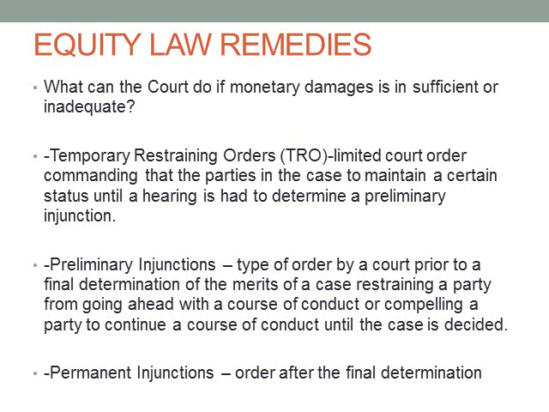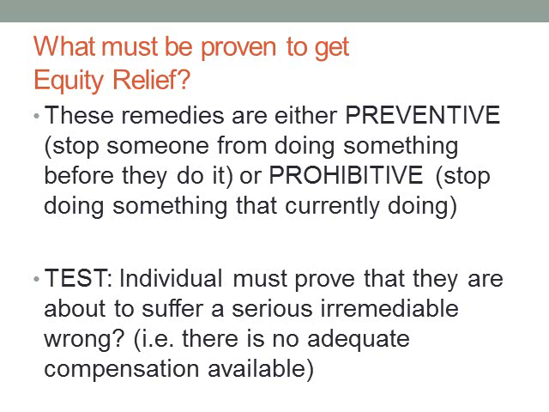So that is our law in equity, and this is what has to be proven for me to get the relief that I want. I must show that I'm suffering a serious, irreparable wrong. There's no other way compensation is available for me to get any relief here. That's my test. That's what the judge is looking for each time he or she is ordering a temporary restraining order or a preliminary injunction or the permanent injunction.